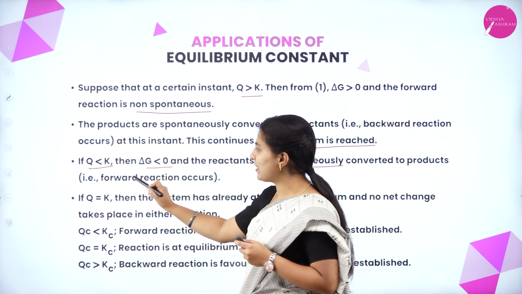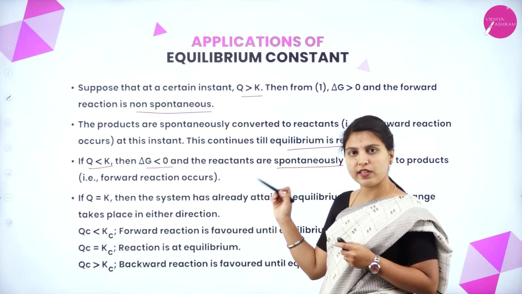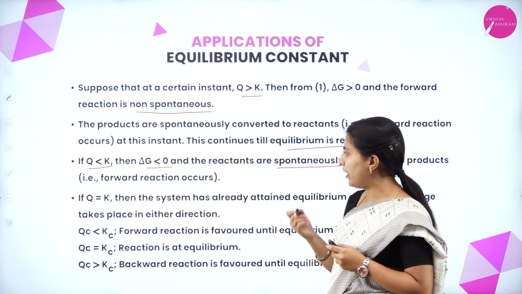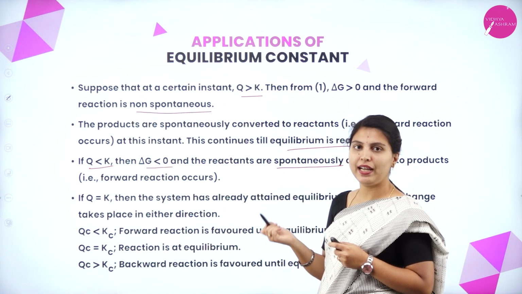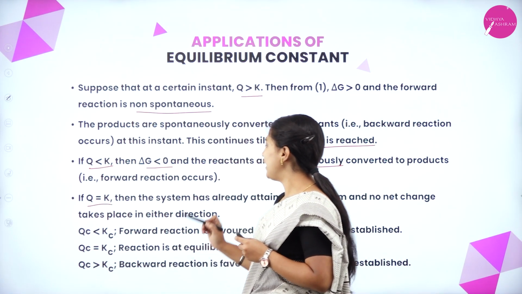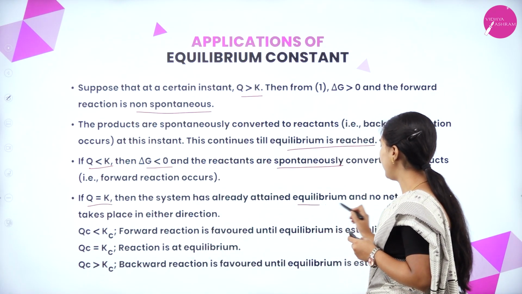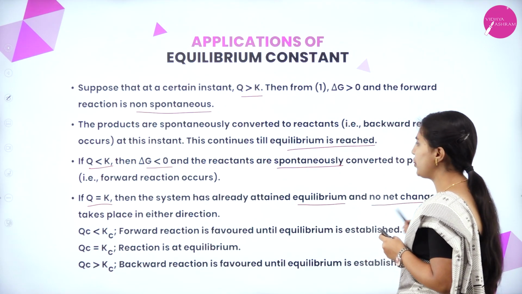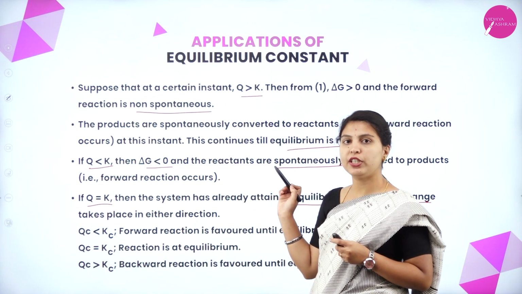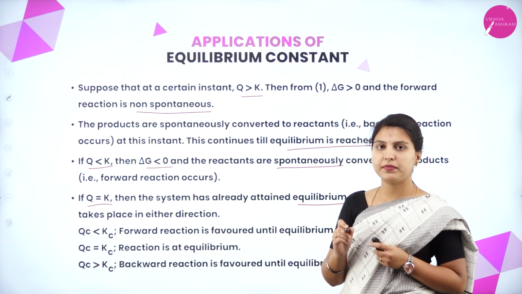If Q is lesser than K, delta G is also lesser than 0, so it will react spontaneously to form product, and the forward reaction will occur to reach equilibrium. If Q is equal to K, then the system has already attained equilibrium and no net change takes place in either direction.